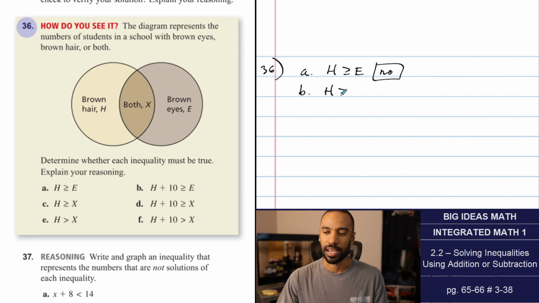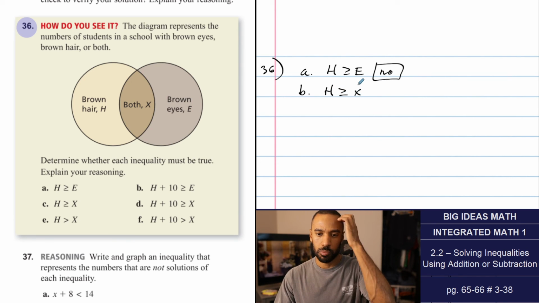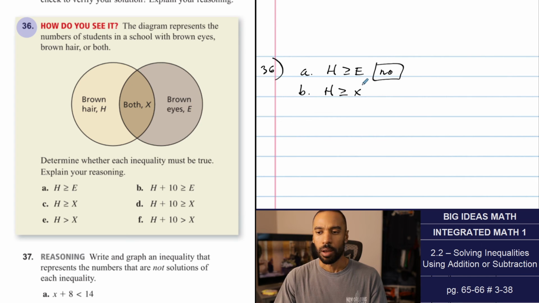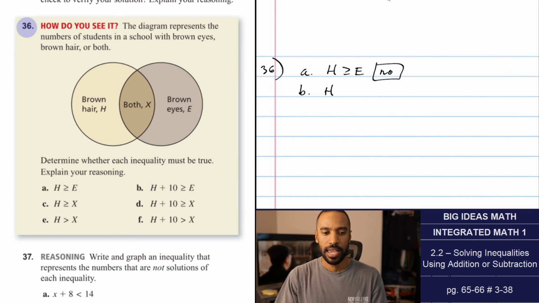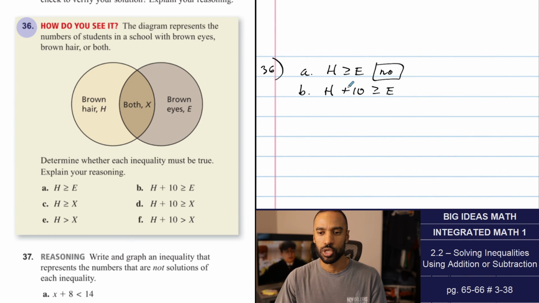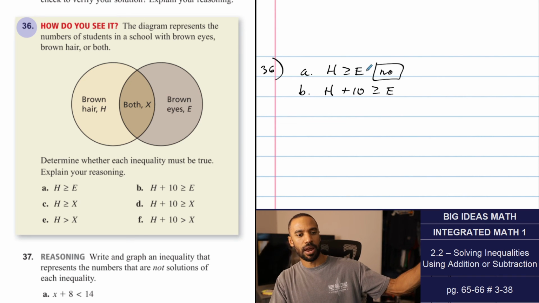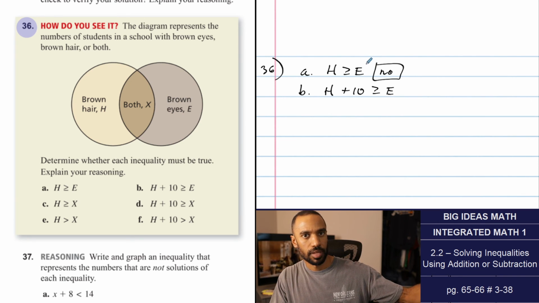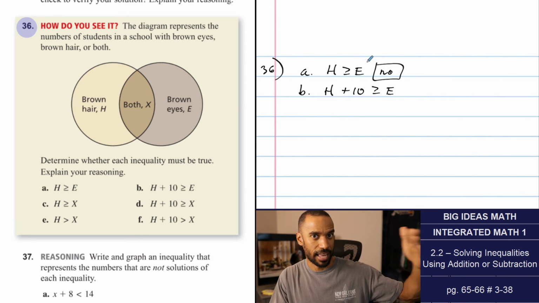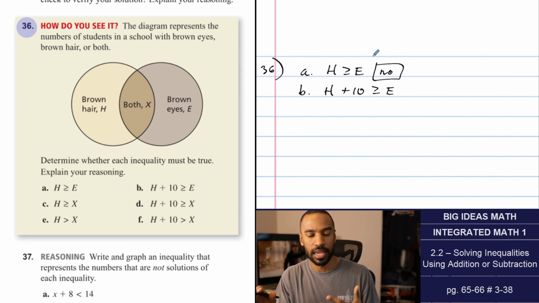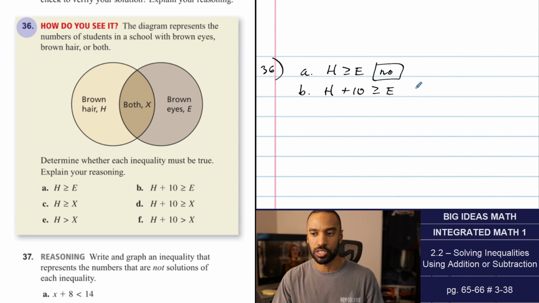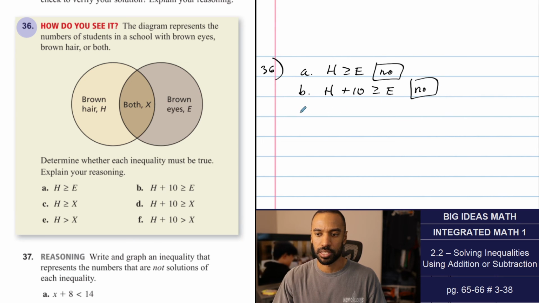H greater than or equal to X, yes. This one must be, how do I say? Oh, I'm sorry, that's not B. That's not B. B is over here. Why did they do that? H plus 10 greater than or equal to E. Once again, just because you add 10 more people to the brown-haired set, and it doesn't mean you have to literally add 10 people, but just as a comparison's sake, it doesn't still have to exceed that there. No, there's nothing that states that.